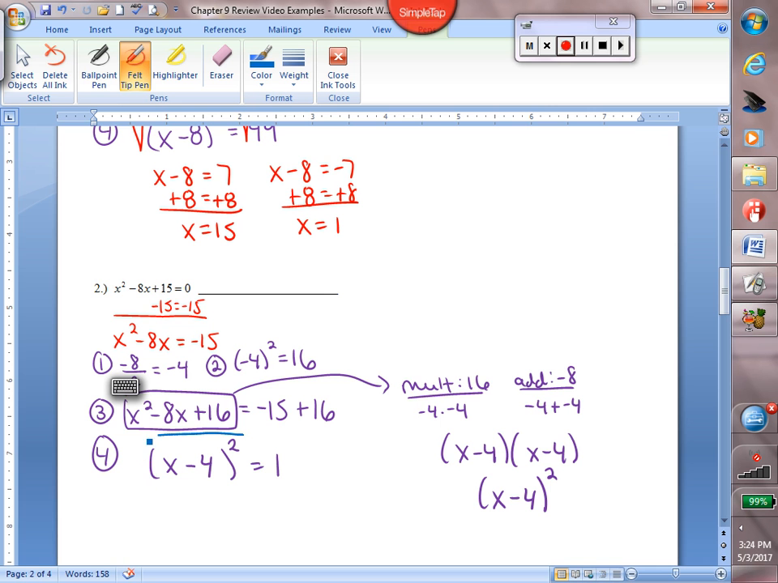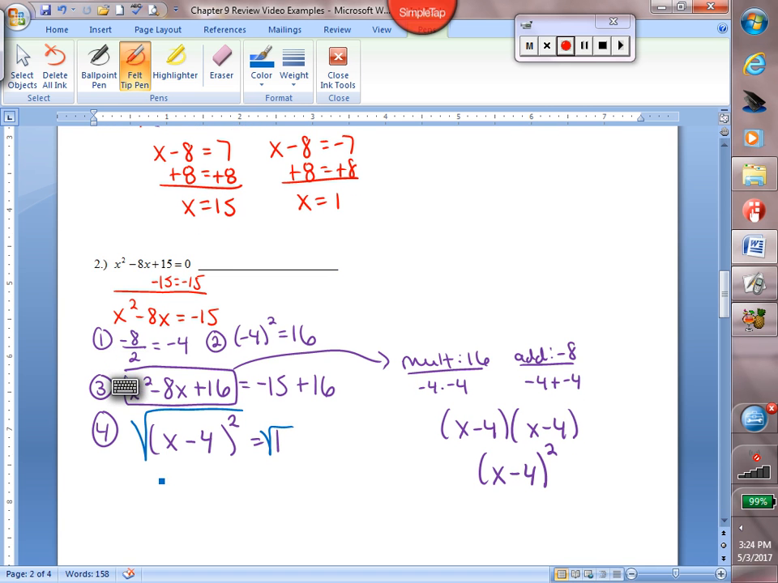From here now, solve using square roots. Taking the square root undoes the squared on the left. So we have x minus 4. Square root of 1 could be positive 1. Could also be negative 1. And again, we do have to make sure we end up with 2 solutions. And yes, we do need both of those.